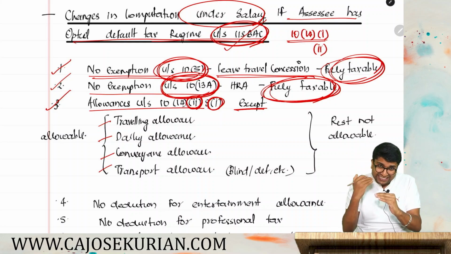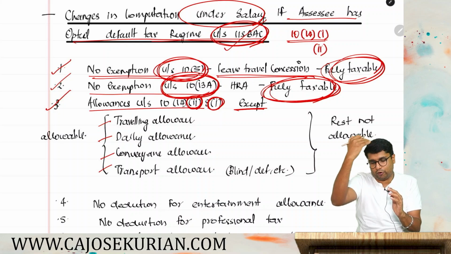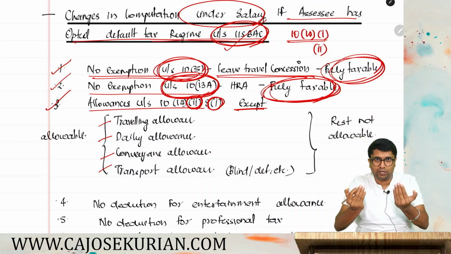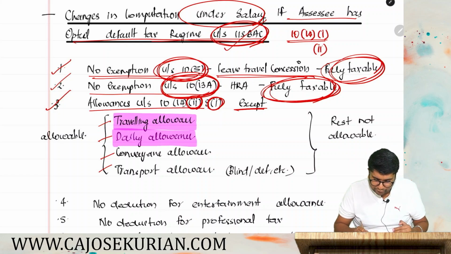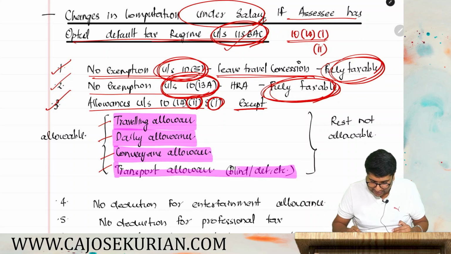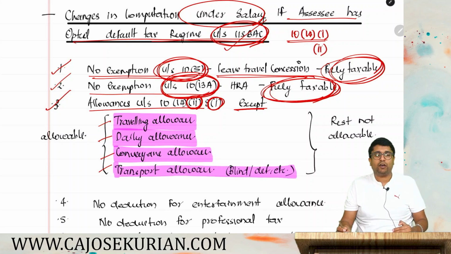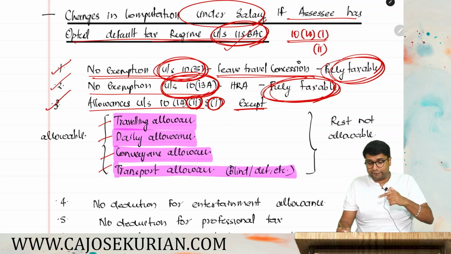However, certain items under 10 subsection 14, clause number 1 and 2 are allowable. Which all are the allowable items? Number 1, you can claim exemption for the traveling allowance if you have expended it. You can claim exemption for the daily allowance if you have expended it. You can claim exemption for the conveyance allowance if you have expended it. And you can claim exemption for the transport allowance if you are a person who is dumb, deaf or orthopedically handicapped to a lower part of your body. Hope you remember these 4.